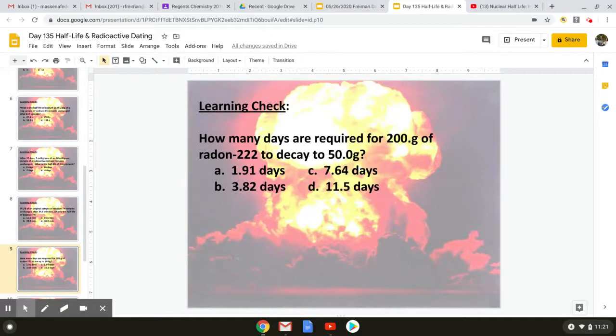This is fun. How many days are required for 200 grams of radon-222 to decay to 50 grams? Press pause, solve it, get it right. All right, so how many days are required for 200 grams of radon-222 to decay to 50? We start off with the total amount, 200. You're experts at this. You're already saying, all right, quick, go. What's half of 200? All right, half of 200 is 100, using numbers that are nice to cut in half. What is half of 100?